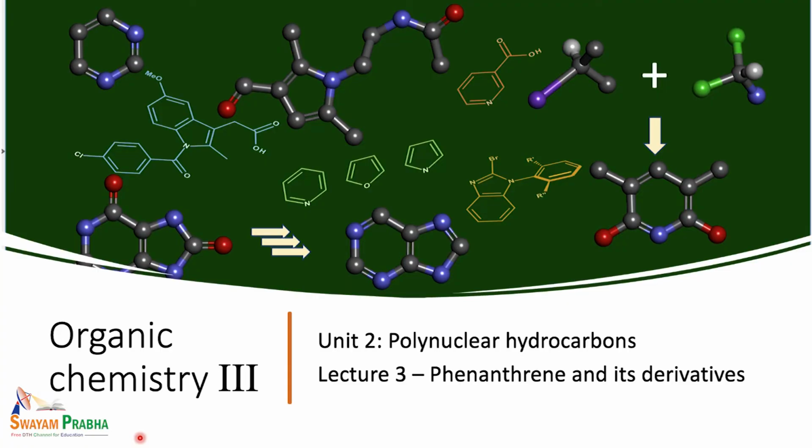Welcome to the next session on Organic Chemistry Paper 3. In Unit 2, we are studying polynuclear hydrocarbons. In Lecture 3, we will be studying phenanthrene and its derivatives.